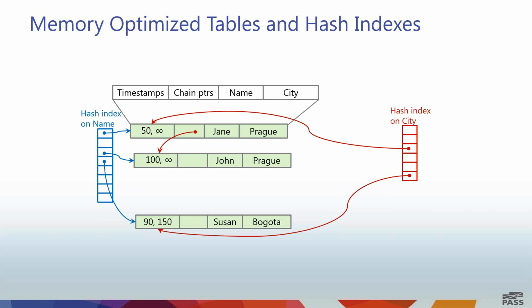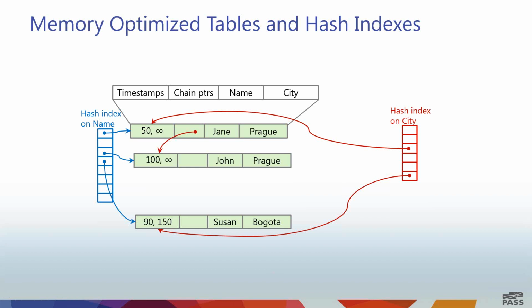But then when we look at the hash index of city, what we have in this case is the city Prague is hashed to the third bucket in the index. But we actually have two rows that correspond to city Prague. That means you will need to have two rows in that same bucket, and you can see there is this chain pointer from the first row, Jane Prague, to the second row, John Prague. And we see the last bucket, so Bogota is hashed to the last bucket in this index. So this should give you roughly an idea of what the structure of a hash index looks like.